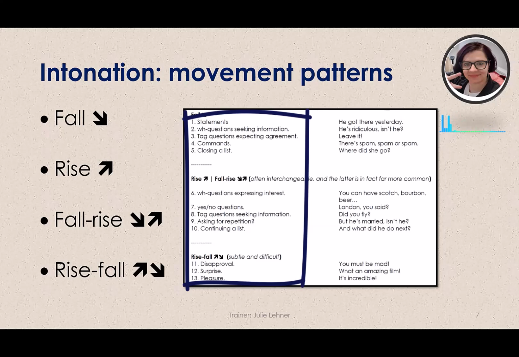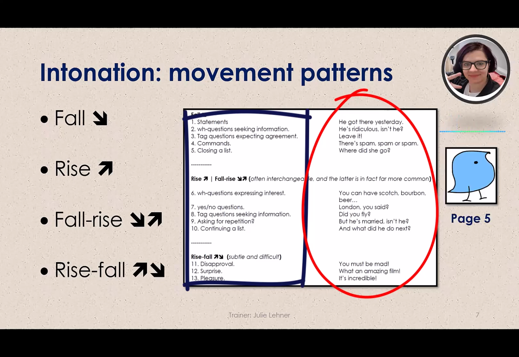This activity is really simple. You have from 1 to 13 different utterances that correspond to the particular movement pattern. On the right side, you have some examples. Try to match the examples to the correct utterance from 1 to 13. For this exercise, you can go to page 5, have a look at the exercise there, and try to match the utterances to the correct example.